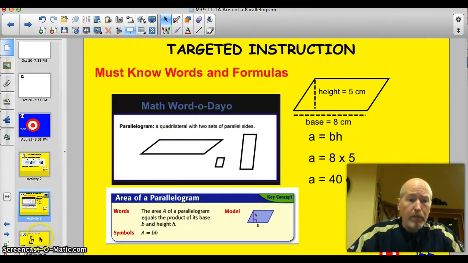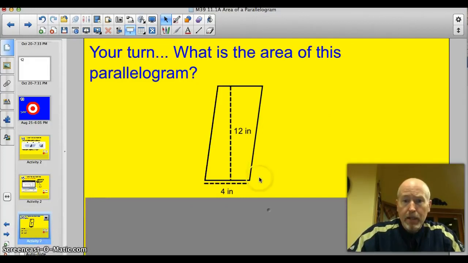All right, I have some examples for you. Go ahead and try these guys. What is the area of this parallelogram? Go ahead and pause it and figure it out.